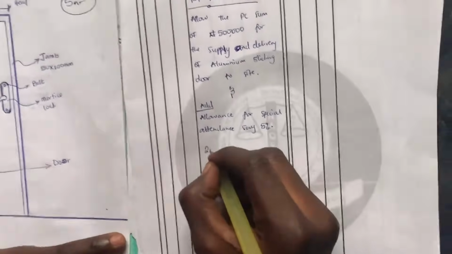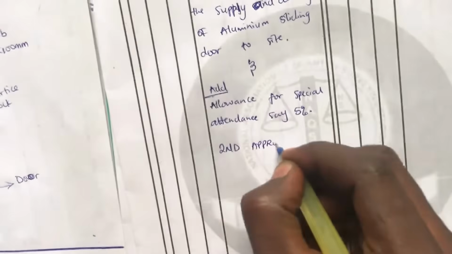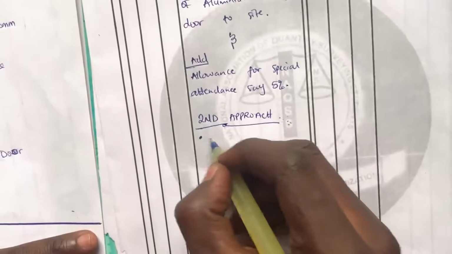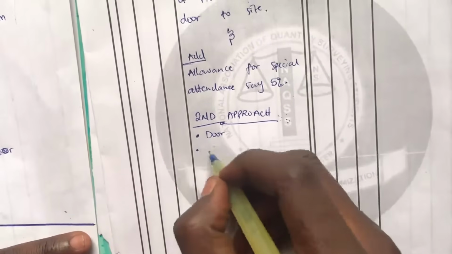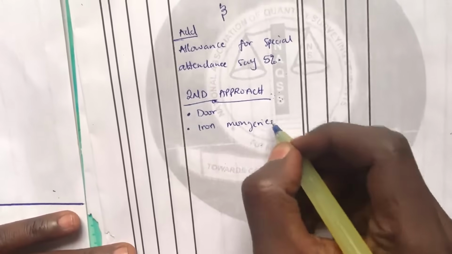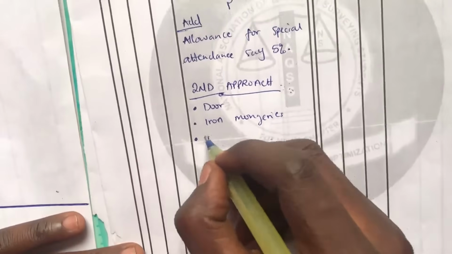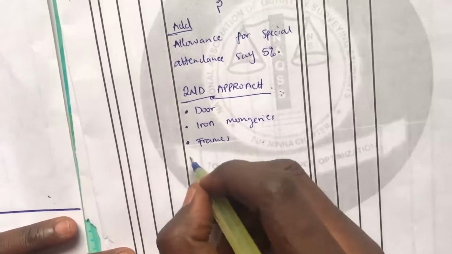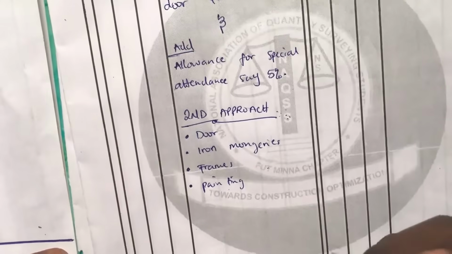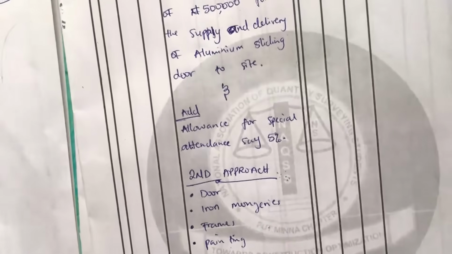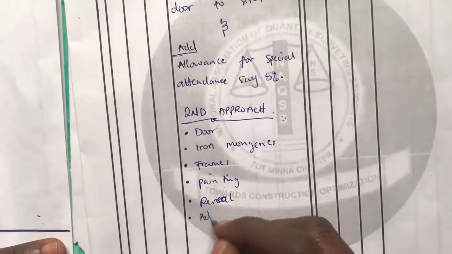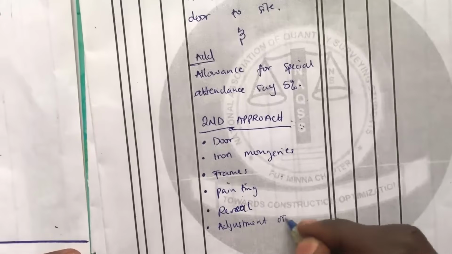So for the second approach, the first thing we need to do is to measure for the door. Then we are going to measure for the ironmongeries, and I'll tell us what that encompasses. Then we'll measure for the frames, and after that we can now think about the painting. And after we are done thinking of the painting and measuring for it, we can now move down to the review. And after the review, we can now carry out adjustments of opening.